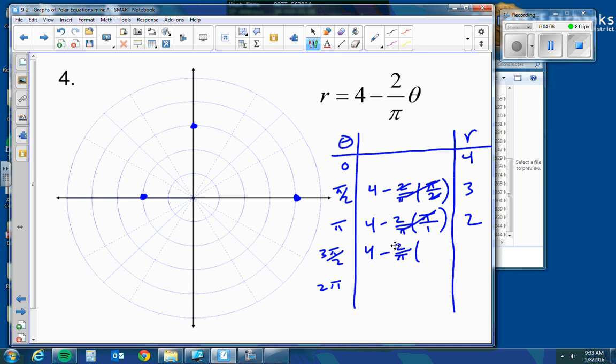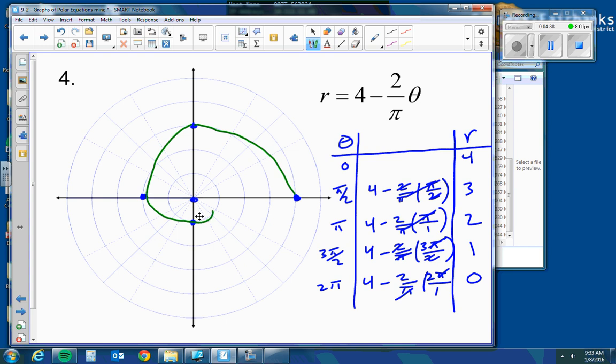I'm going to show the math all the way down. You should be able to do this arithmetic. Pi's cancel, 2's cancel, you get a 3, 4 minus 3 is 1. And the last one, you plug in 2 pi, the pi's cancel, you get 4 there. 4 minus 4 is 0. So, like I said, you can see it's just spiraling in. Something like that.